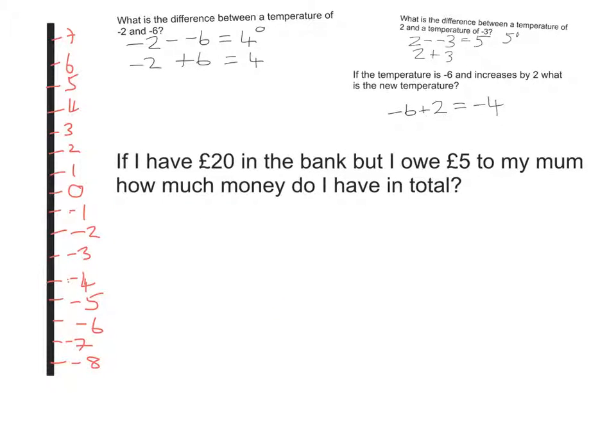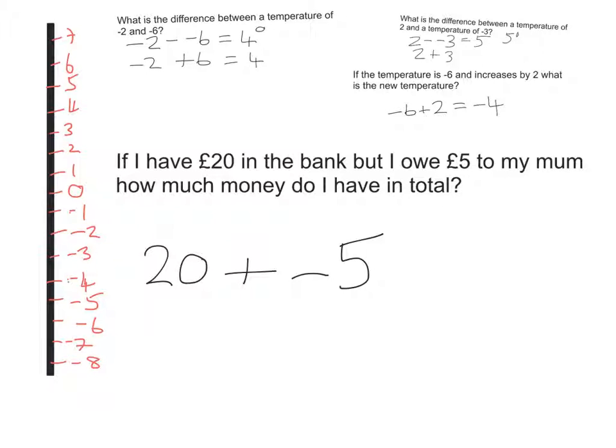Now if I have £20 in the bank and I owe £5 to my mum, how much money do I have in total? Let's think about what this actually means. Well, the word total means add, so it means I'm adding my amounts of money together. Now I have £20 in the bank, so that's 20. But if I owe my mum £5, that actually means that that's a negative 5, because I owe that to someone else, so that's a negative amount.